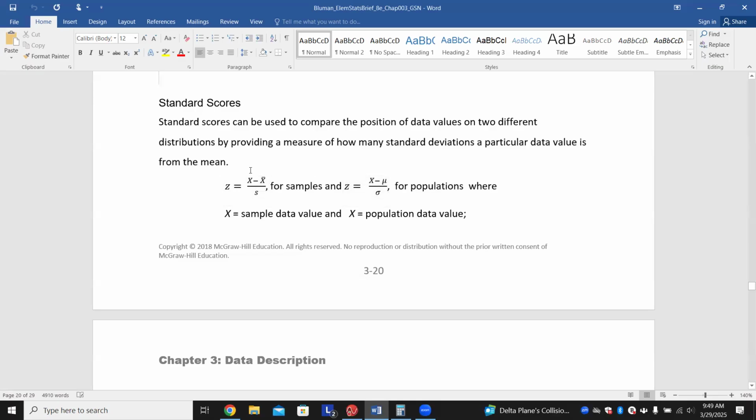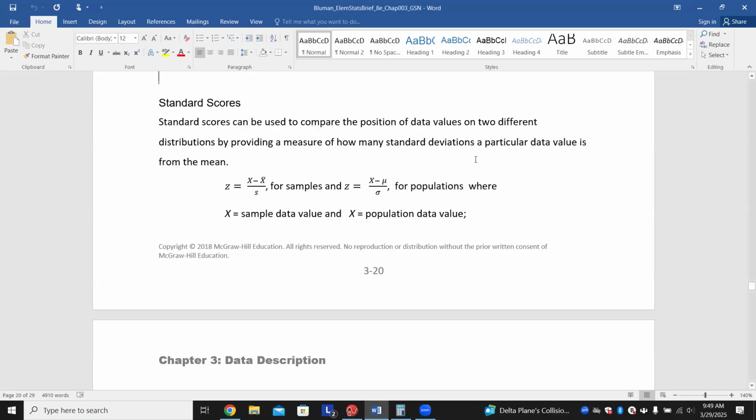For a sample, it's going to be the value you're looking at minus the mean, divided by the standard deviation, and that gives you a Z-score. That Z-score is basically telling you how many standard deviations away you are from the mean, so that we can use the empirical rule to figure out where you fall in the percentile, to see where you are on the curve and whether you're above or below.